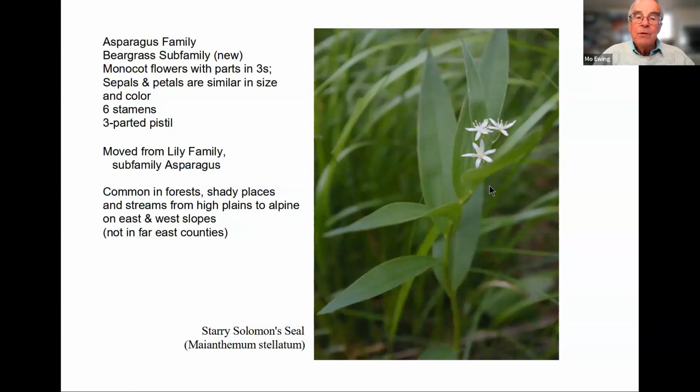And sepals and petals are similar size and color. So 3 of these are sepals and 3 of them are petals. You can only tell which are which by looking at which connects lower on the stem. 5 stamens and a 3-parted pistil. Used to be in the lily family, and it's a beautiful little plant.